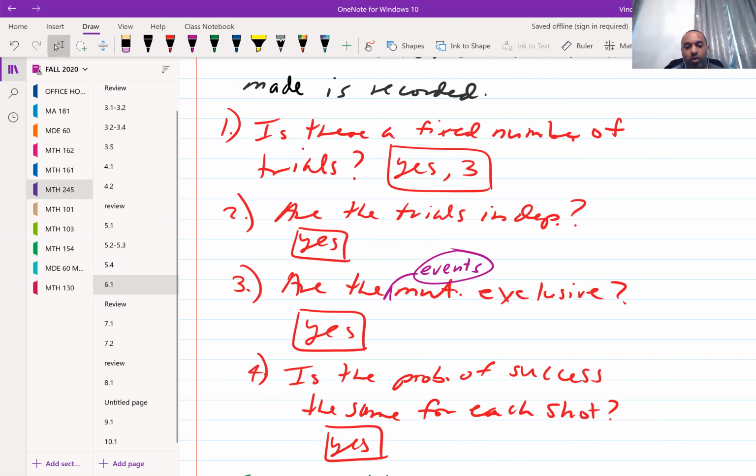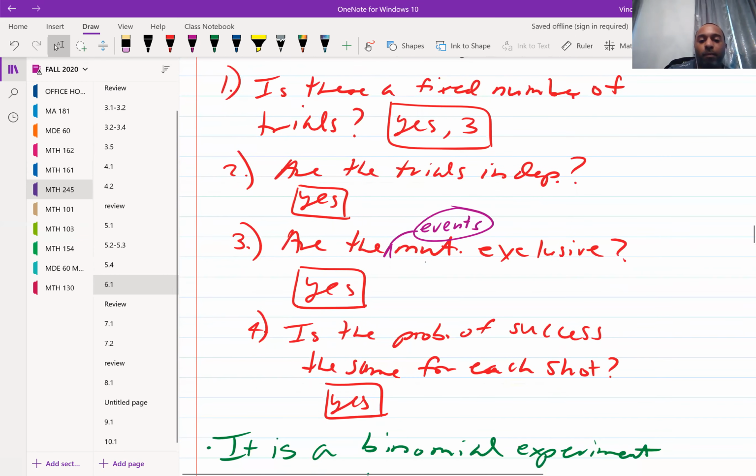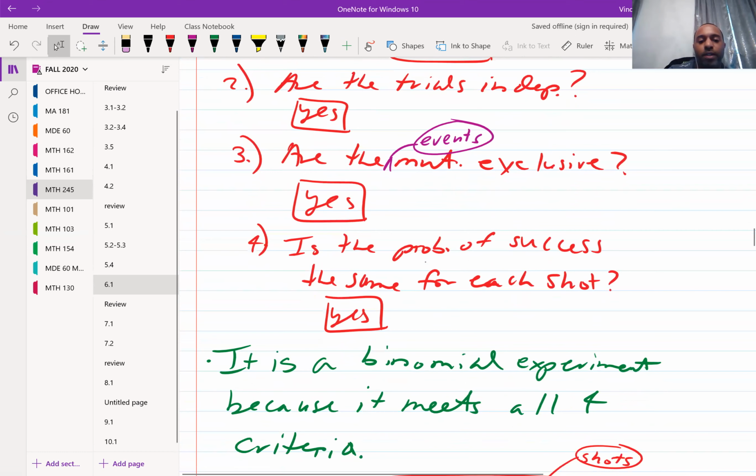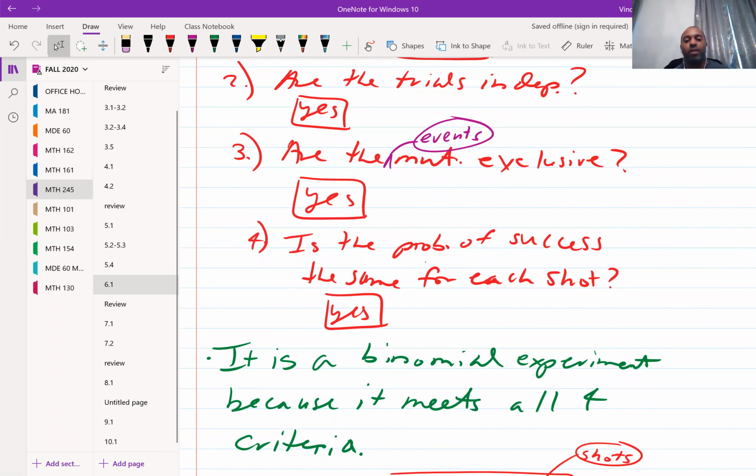All right. Questions before we go to the next part of this problem? So remember, the first thing we need to do was establish that it is a binomial probability distribution experiment. It has to meet those 4 criteria. And that's in the green: it is a binomial experiment because it meets all 4 criteria.